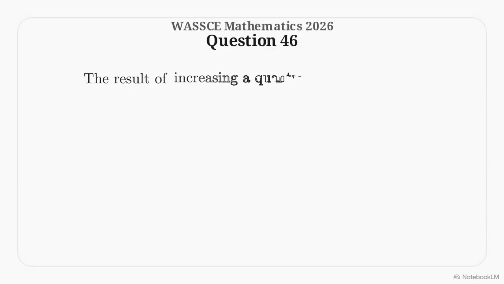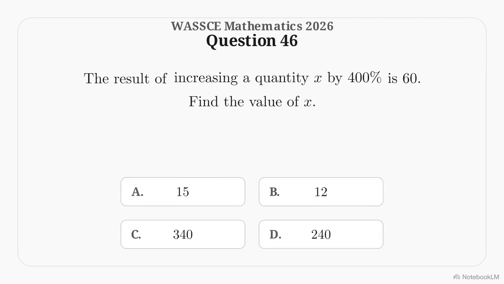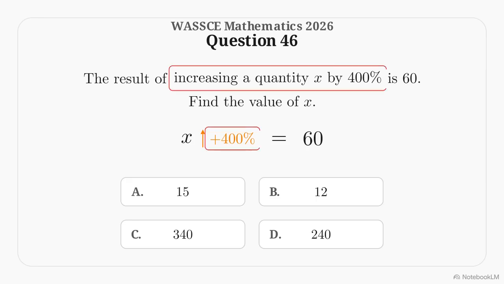Let's look at WAEC Mathematics 2026, question 46. It says, the result of increasing a quantity x by 400% is 60. Find the value of x. Success here depends entirely on how you translate this phrase, increasing a quantity x by 400%.